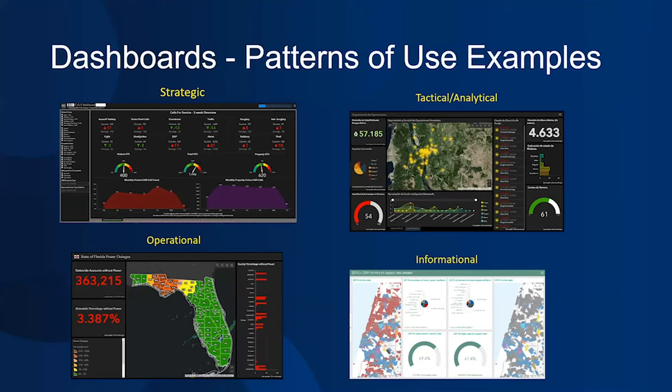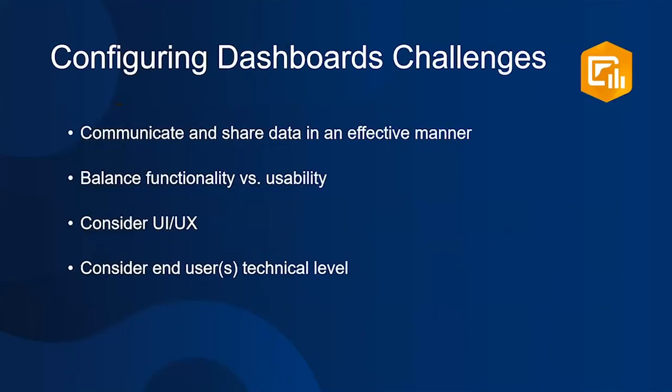Now the informational one, the last example. As you can see, we have two maps, a pie chart, and two more widgets. So it's more about user requirement. One user needs this kind of dashboard. It's not for a large number of people. It's more about maybe testing, exploring, and sharing with one person only. So these are the various patterns of use examples for the operations dashboard.